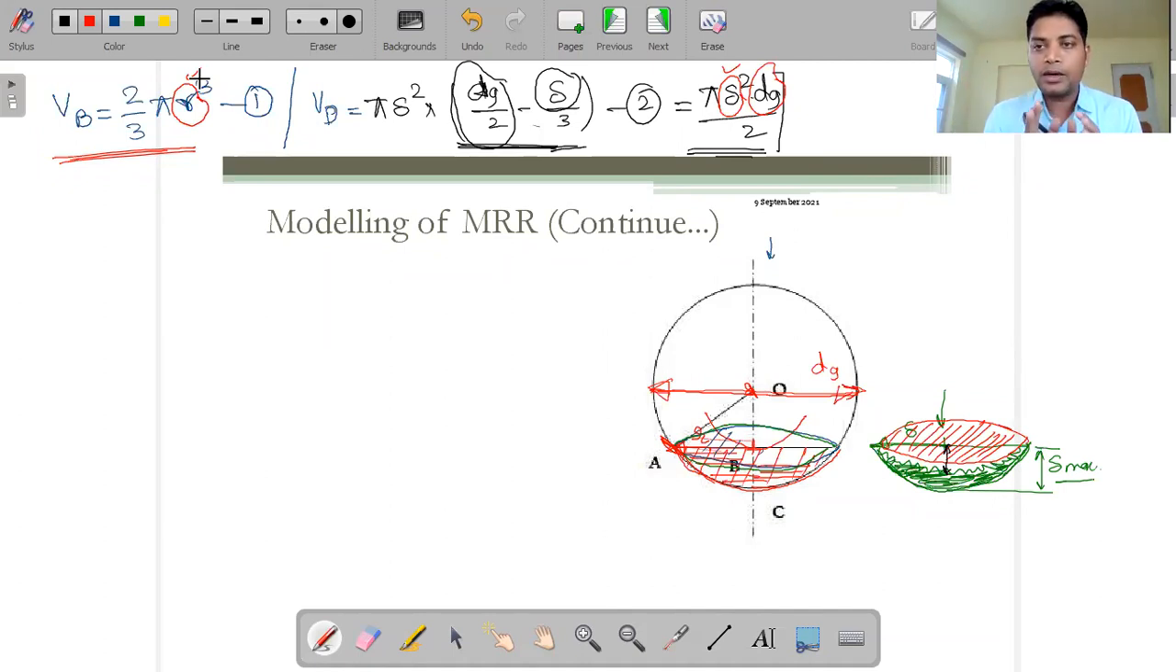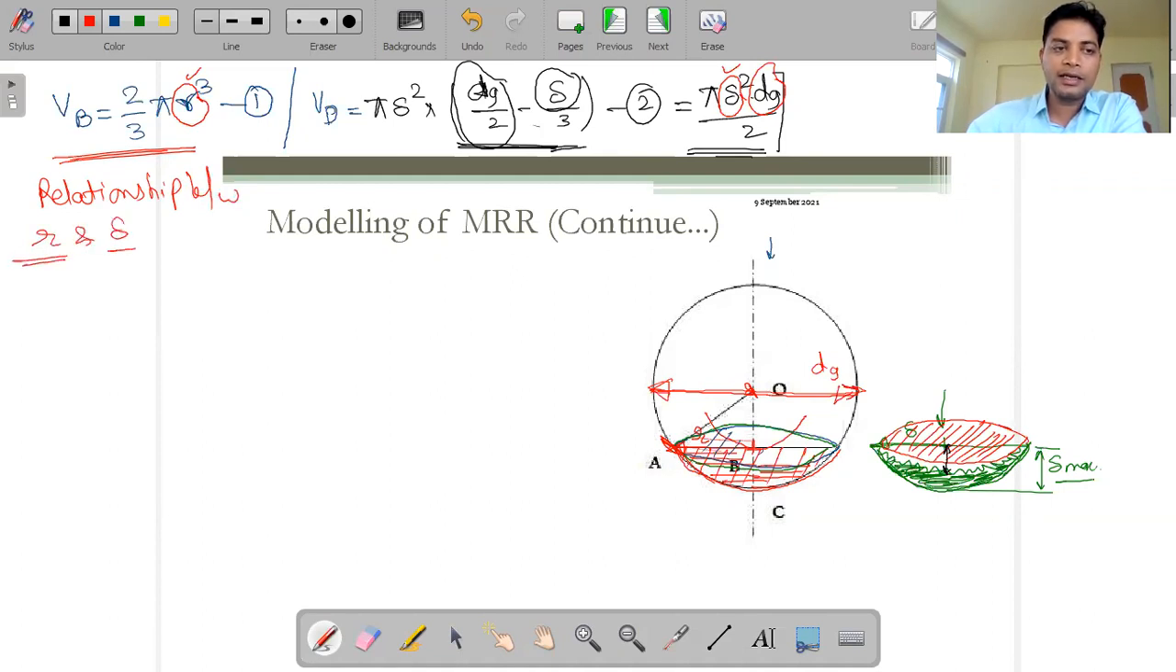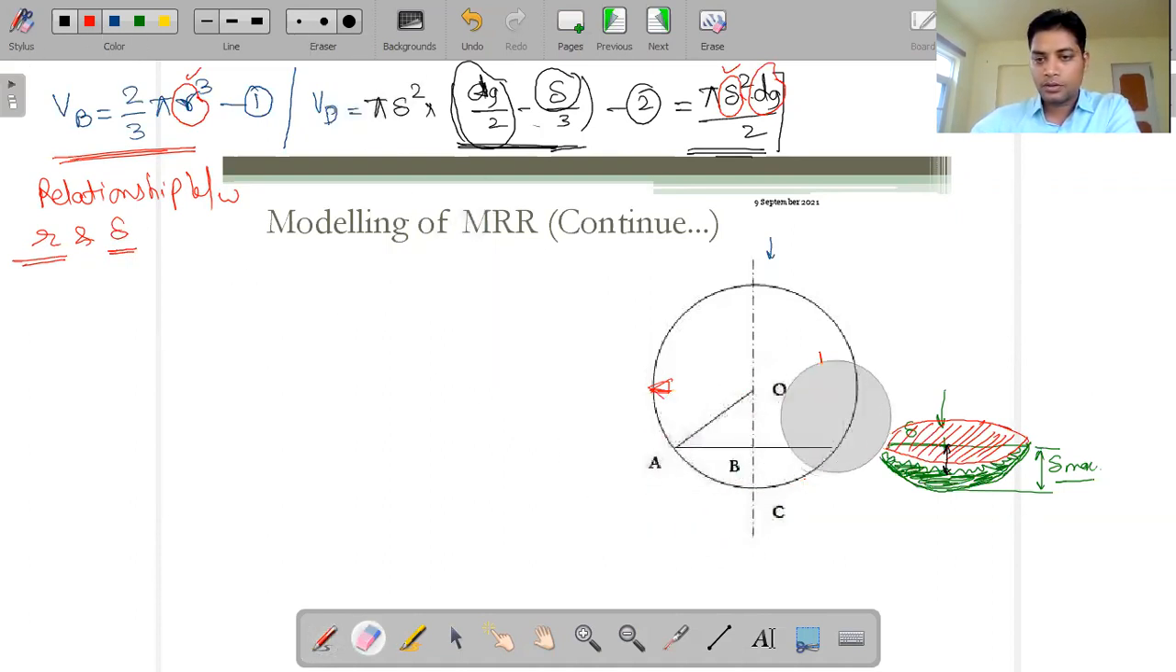If you have any doubt, you can just ask me. Now what we have to do next is find out the relationship between small r and delta. Small r is basically the radius, and delta is basically the indentation. For that, I'm just removing this one.